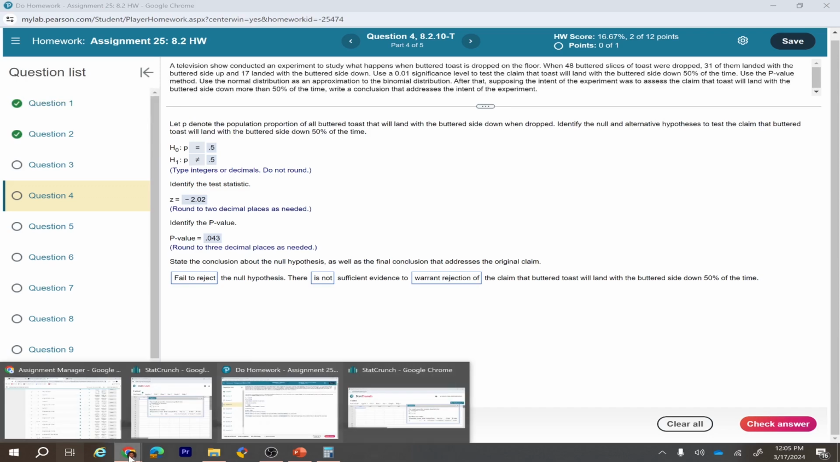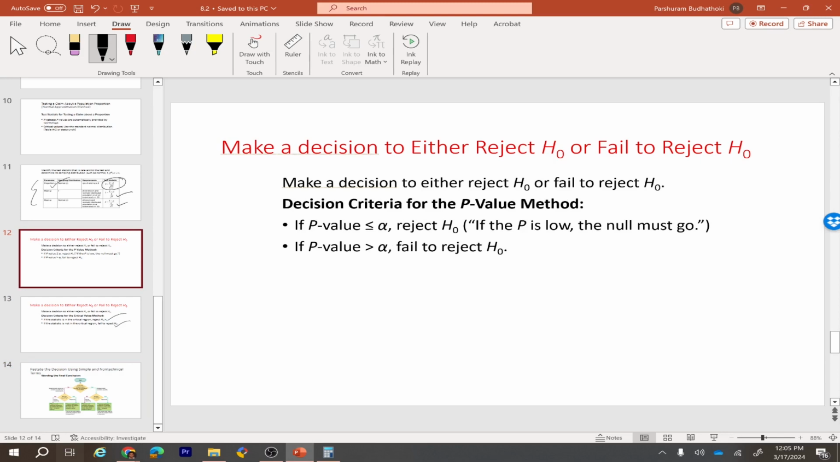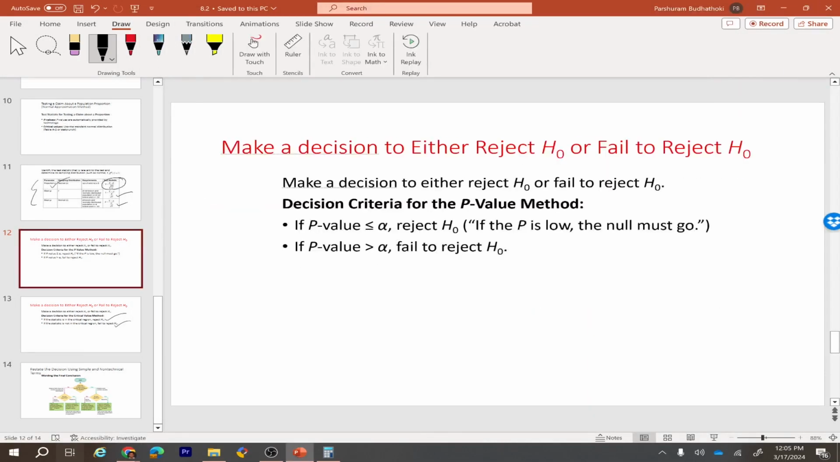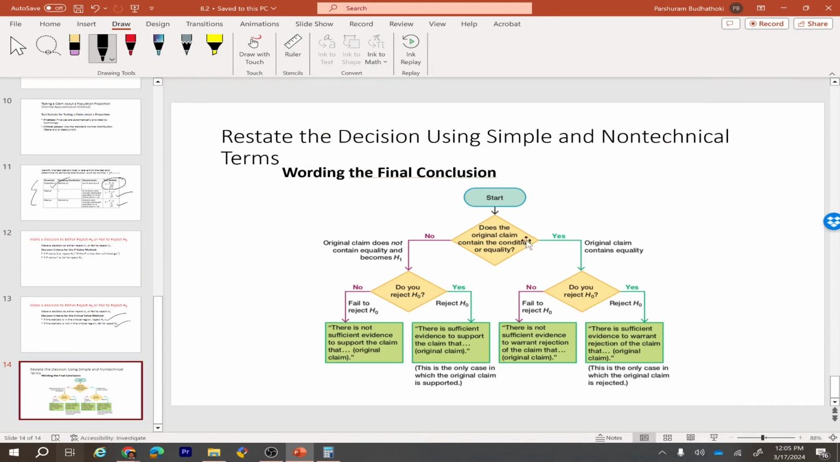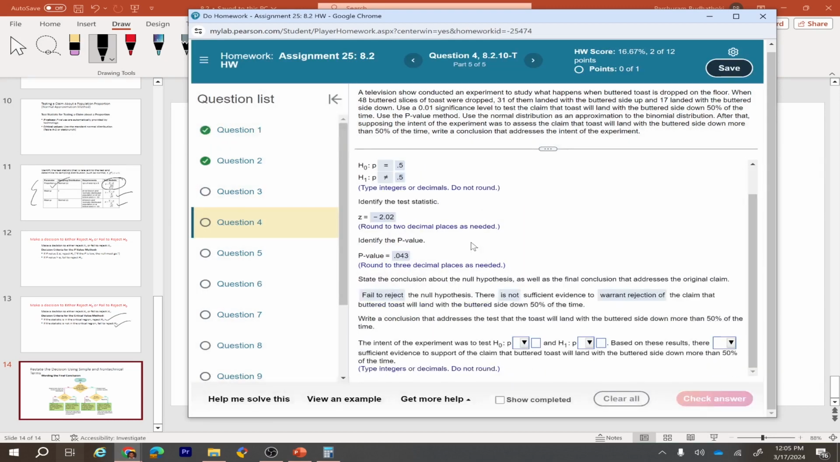Did you understand? From here, because p is greater than alpha, fail to reject. If you go to this problem here, p is 0.043 and alpha is 0.01. Is p greater than alpha? Yes, so fail to reject. And the original claim is that we want to check whether it's 50%, so equality is there, so you go to the right side and fail to reject. So this is your final conclusion. Fail to reject the null hypothesis. There is not sufficient evidence to warrant the rejection. So that's how we conclude.